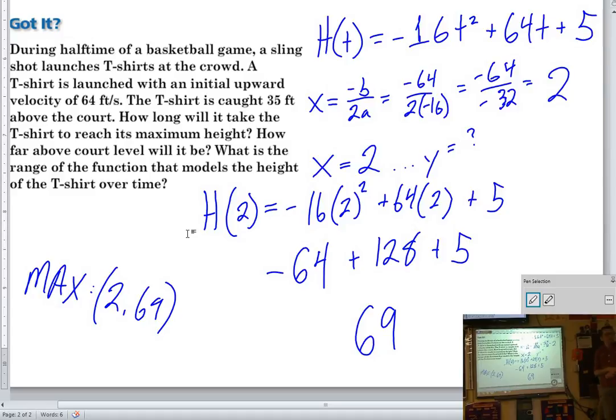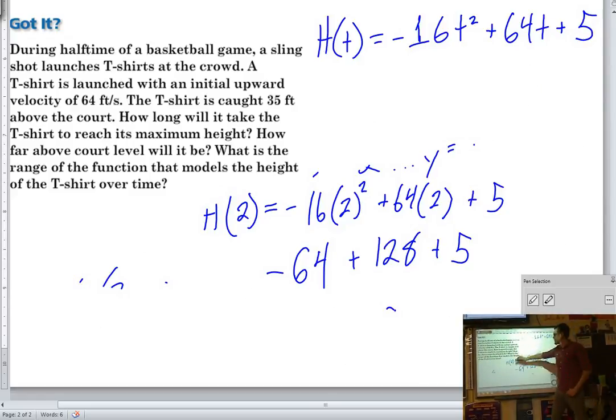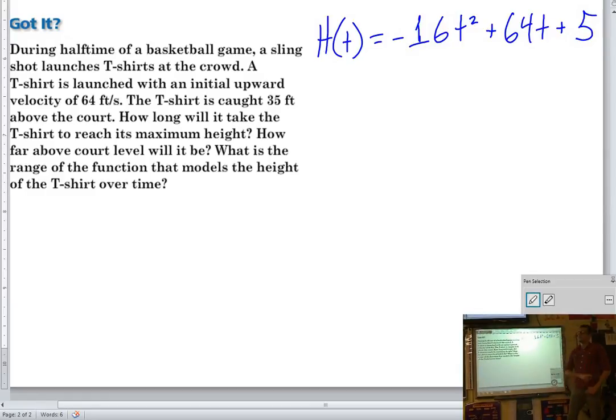Any questions? Is there any way to reasonably figure out when it's caught without using an outside program? Like what time it's caught? Yeah, for sure. So we could, instead of knowing the time, what do we know about when it's caught? The height is 35. So the height at the time will be 35.